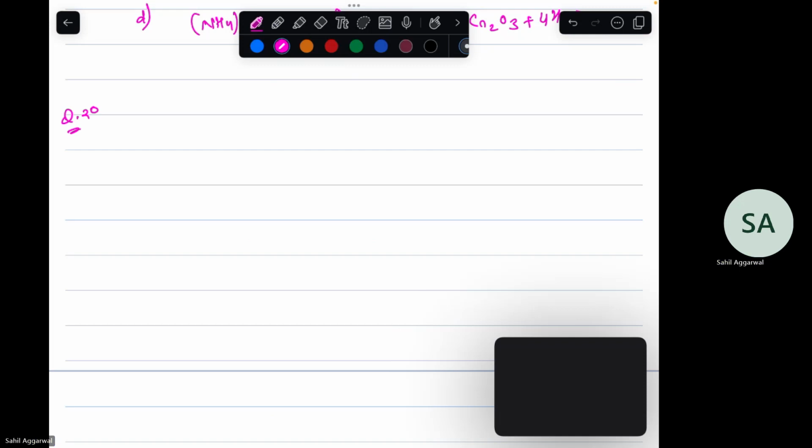Question 20. P ore is fused with Na2CO3 and air, gives yellow compound. Yes, it must be chromite ore, FeO.Cr2O3 or FeCr2O4. It is chromite ore. Which one does oxidation give? Na2CrO4, which is a yellow colored compound. That's correct.